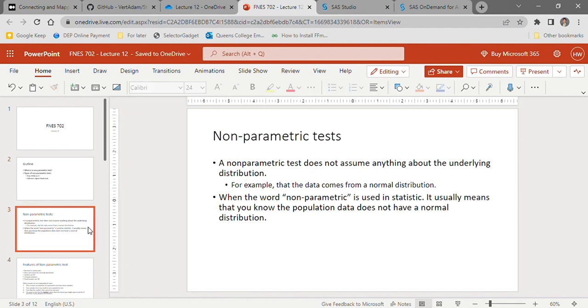All right, so here we are, non-parametric test. This is really the big difference: a non-parametric test does not assume anything about the underlying distribution or about the data. For example, that the data comes from a normal distribution. So let's think about this for a second. We've been talking about parametric tests, and beating the assumptions to death, right?